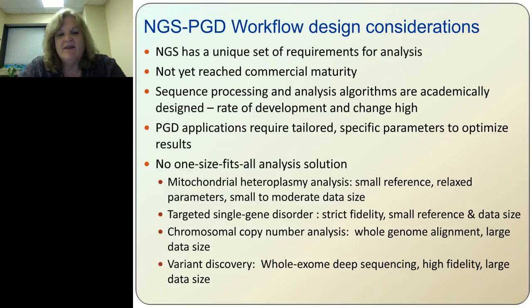Some examples that I have here are that for mitochondrial heteroplasmy analysis, if you're interested in doing that, it hasn't been for research purposes. You have a small reference, about 16,000 base pairs. And to look for heteroplasmy, you have to somewhat relax parameters, and your data is a small to medium data size. So you don't have really large data, but your parameters in your alignment software are going to be different than if you did targeted gene disorders, where you want to have pretty strict alignment requirements. You don't want to align junk to your reference, but you also have a different requirement for chromosomal copy number analysis, and you'll have yet another requirement for variant discovery.